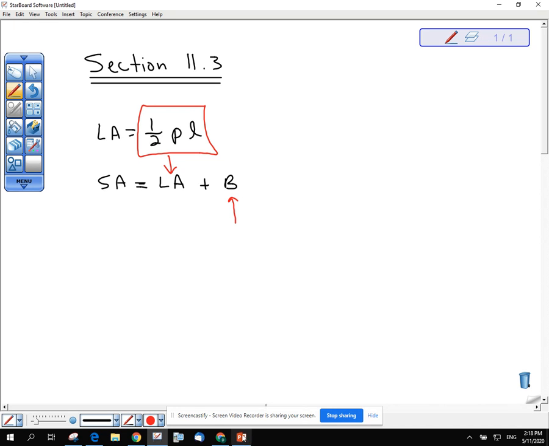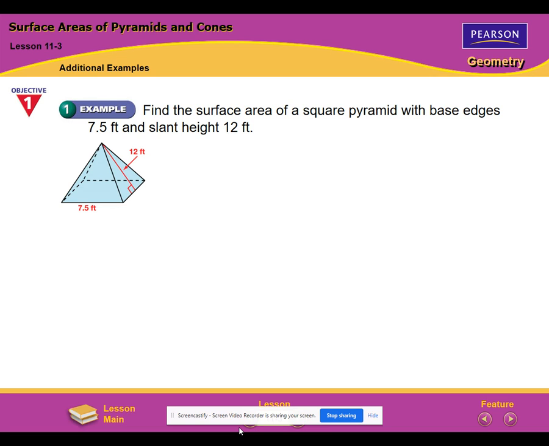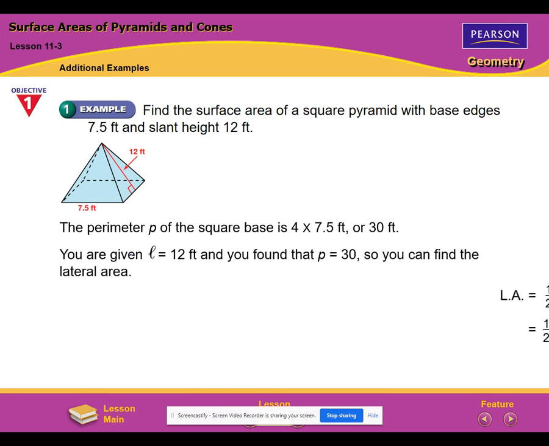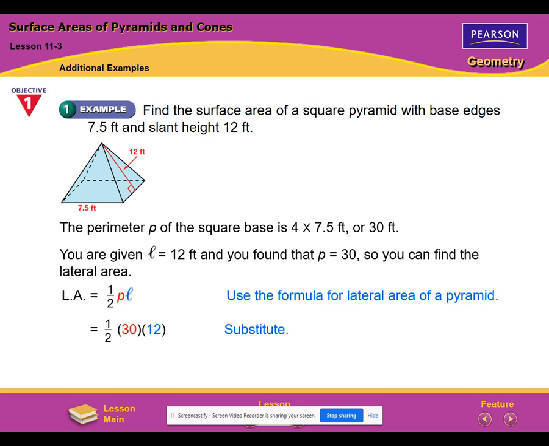Okay, so some examples. This one says find the surface area of a square pyramid with base edges 7.5 and a slant height of 12. They did label this for us. So what we would have to do then is calculate the surface area by using this information. Now, before I do it, let me show you something real quick. Here's their formula for lateral area.